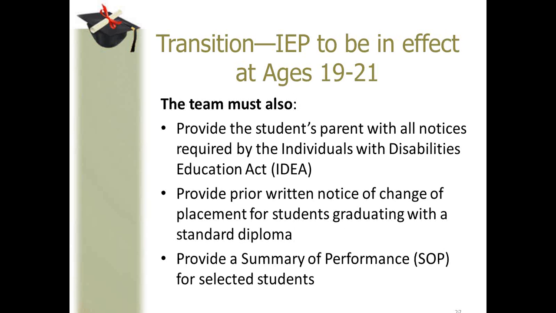Additionally, the team must provide the student's parent with all of the notices required by the IDEA, must provide written notice of change of placement for students who are graduating with a standard diploma, and must provide a summary of performance for selected students. A summary of performance is required for students who are exiting with a standard diploma or aging out of eligibility for exceptional student education.